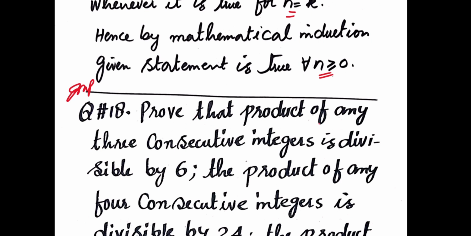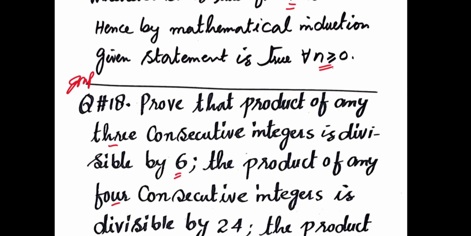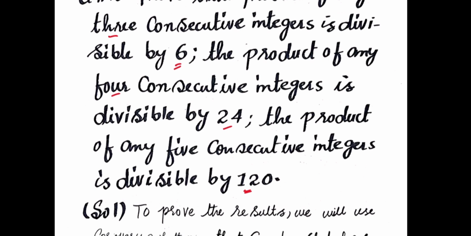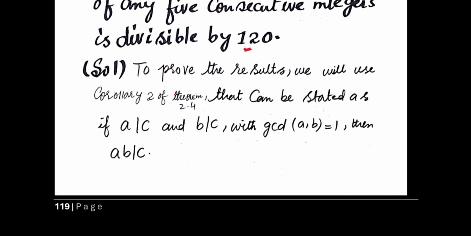Prove that the product of any 3 consecutive integers is always divisible by 6. The product of any 4 consecutive integers is always divisible by 24. And the product of any 5 consecutive integers is always divisible by 120. So we have to show the product of 3, 4 and 5 consecutive integers. To prove the result, we will use the corollary 2 of theorem 2.4.